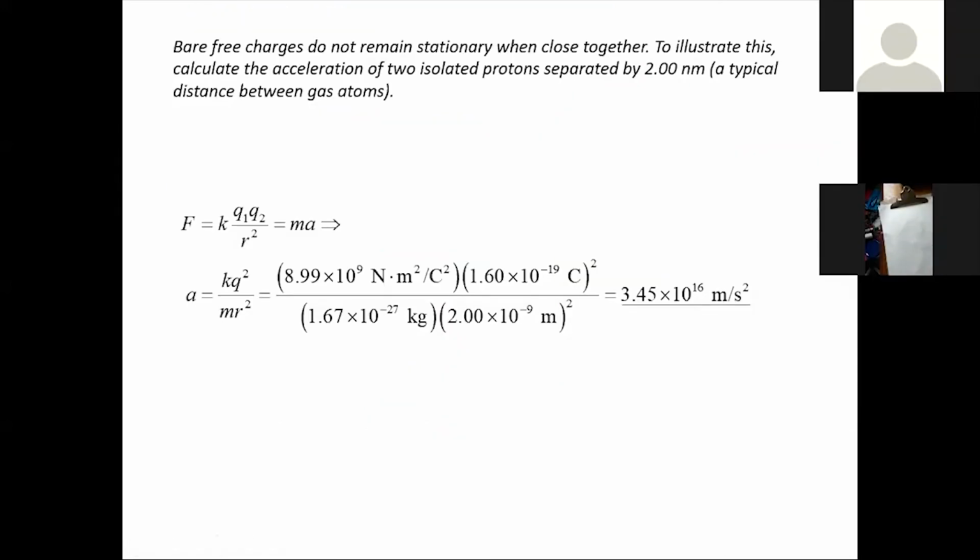Next: free charges do not remain stationary when close together. Okay, there are two charges there, close to each other. That's what it means. To illustrate this, calculate the acceleration of two isolated protons. Now the protons are there, two protons, P1 and P2. They are separated by 2 millimeter.